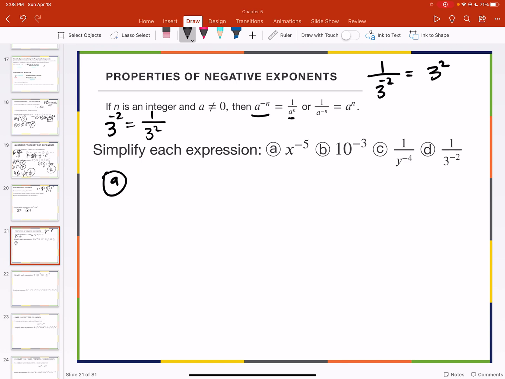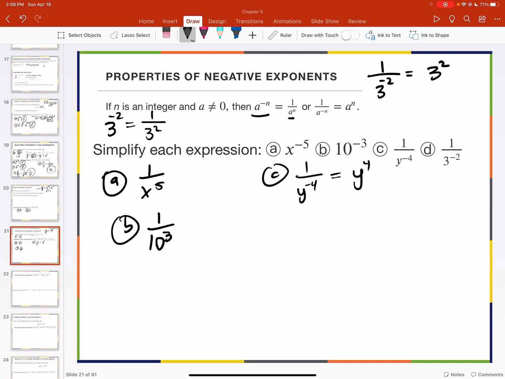Okay, so x to the negative 5th power would be 1 over x to the 5th power. B, 10 to the negative 3rd power would be 1 over 10 cubed, that's 1,000. And then C, 1 over y to the negative 4th, that's going to bring it up to the numerator, so that's just y to the 4th. D, 1 over 3 to the negative 2 power is 3 squared, which is 9. Okay, that's that one.